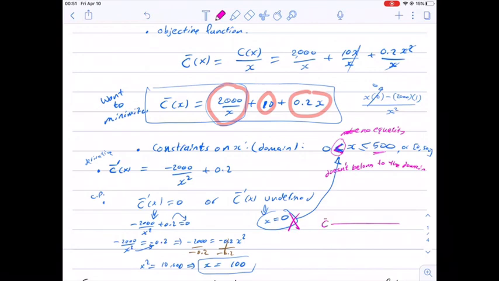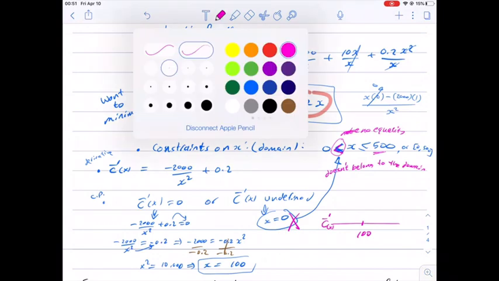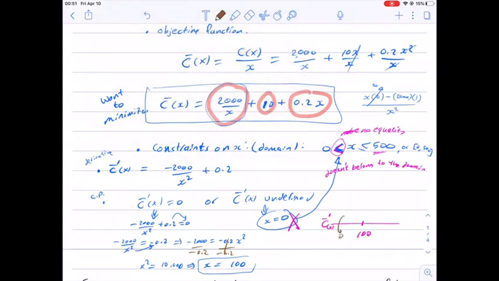Now we start studying the sign of the derivative of the cost function c bar prime. So we put the critical point here, it's 100, and the domain is 0, it's open at 0, to 500, it's closed at 500. Now we study the sign. So the sign can be determined by choosing some value greater than 100. Let's choose 200 as a test value, and let's choose a value less than 100 and greater than 0. Let's choose 1.